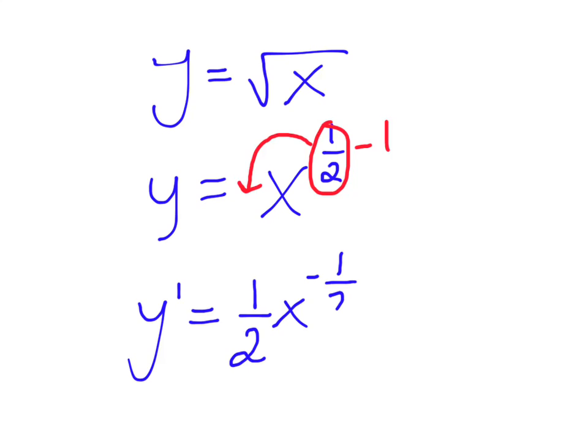1 over 2. So depending on how strict your teacher is, they may not want the negative exponent left there. In that case, what you can do is recognize that to get rid of a negative exponent, you have to rewrite it as 1 over. So let me just get a new page. We were left with y prime is equal to 1/2 x to the negative 1 over 2.